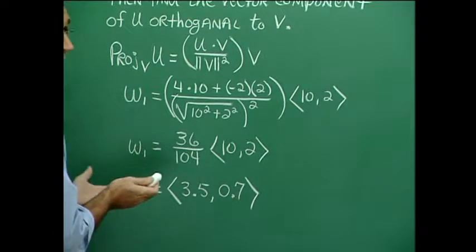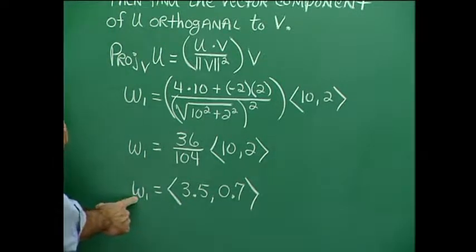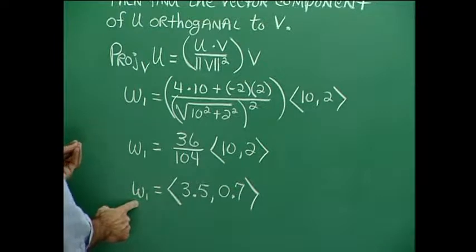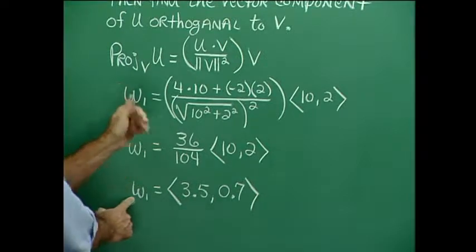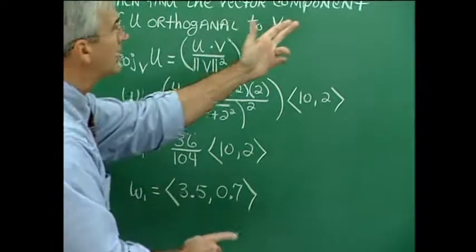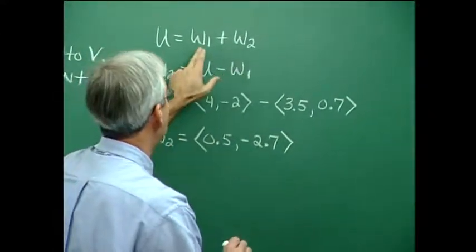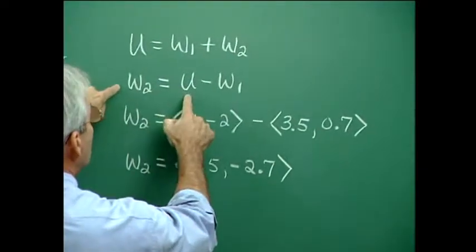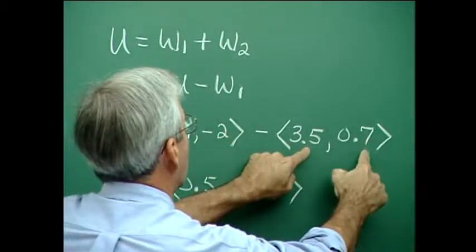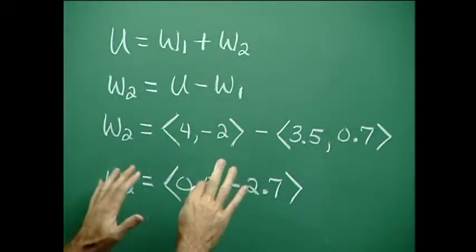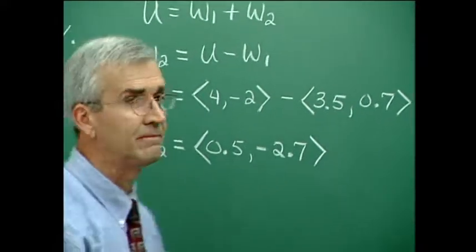All right, so we're more than halfway there. The rest of the calculation is pretty simple. So this is the projection of u onto v. And this vector with another one which is orthogonal with this one are components of u. Let's find that other vector. We find it by using this idea that u is W sub 1 plus some unknown W sub 2, subtracting W sub 1 on both sides. We find W sub 2 is u minus W sub 1, or 4, negative 2 minus the components for W sub 1. And making the calculations here, we find W sub 2 to be 0.5 and negative 2.7.